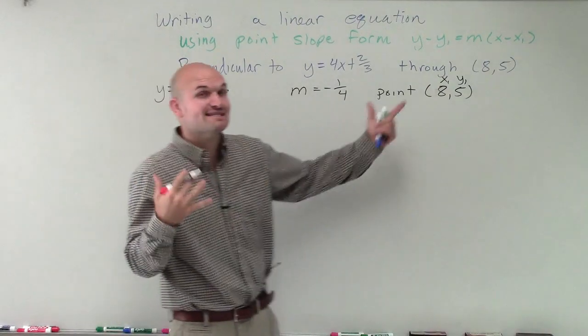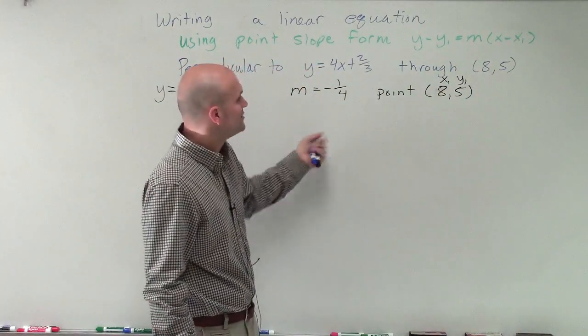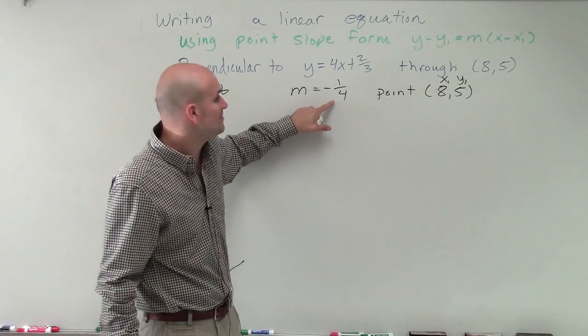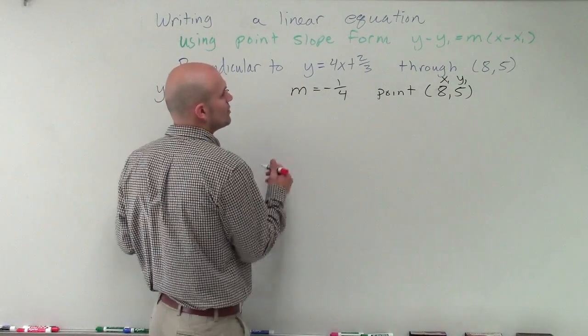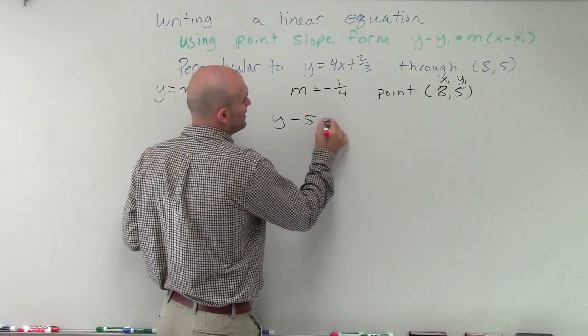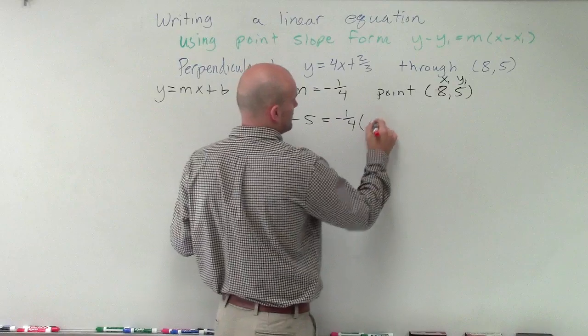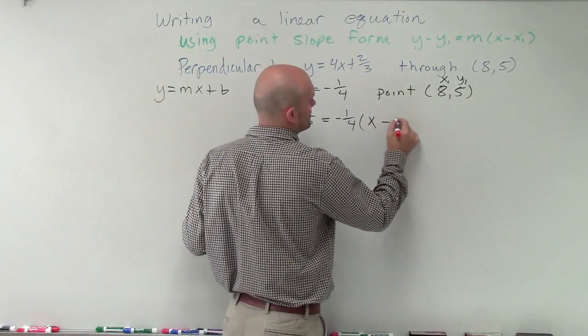Well, we're given one example, so we're going to plug that point in to make sure we find the exact values, and we already know our slope is going to be negative 1/4. So let's go and plug it in. So I have y minus y1, which is 5, equals our slope, negative 1/4, times x minus 8.